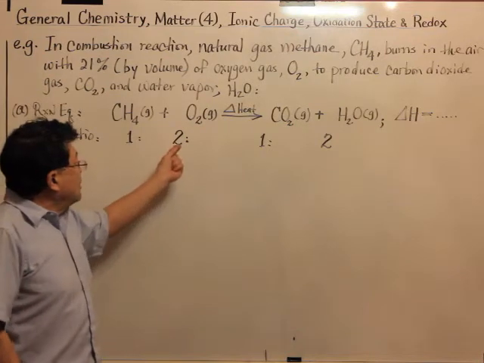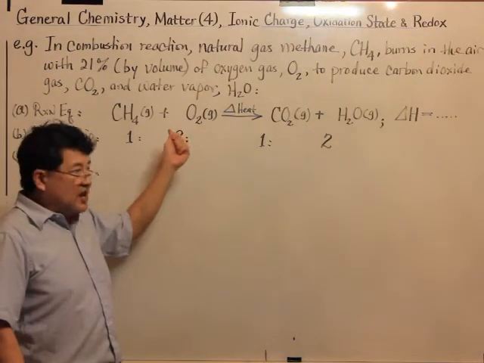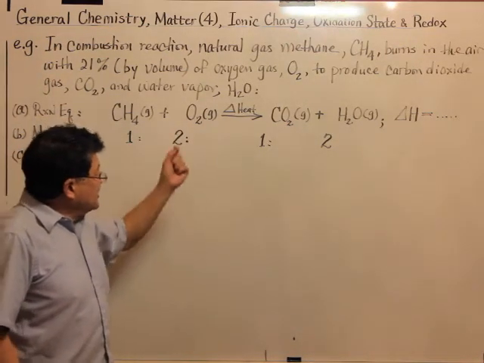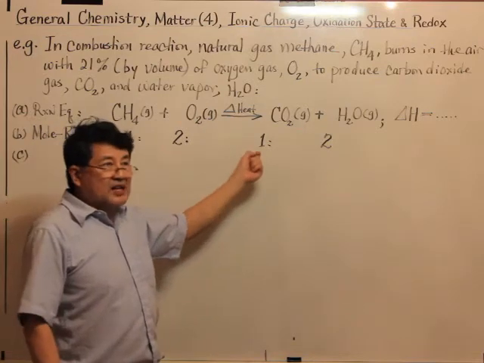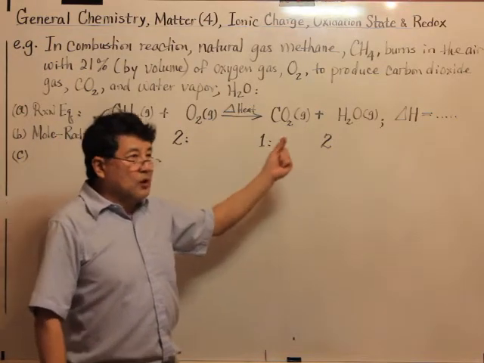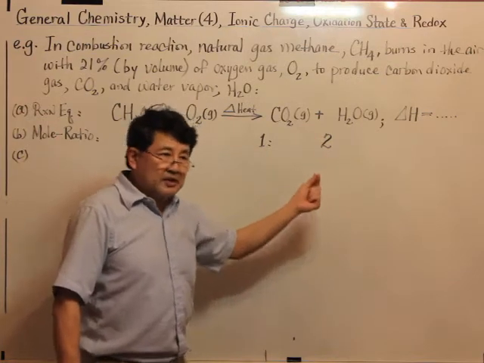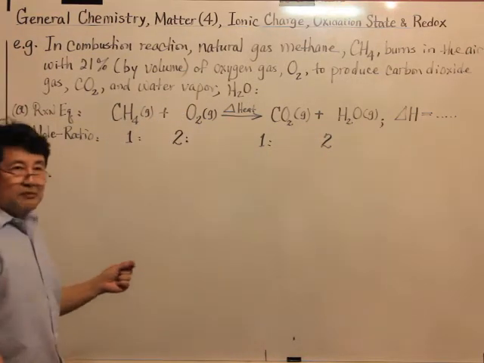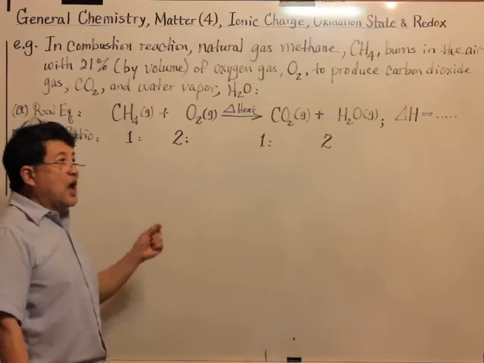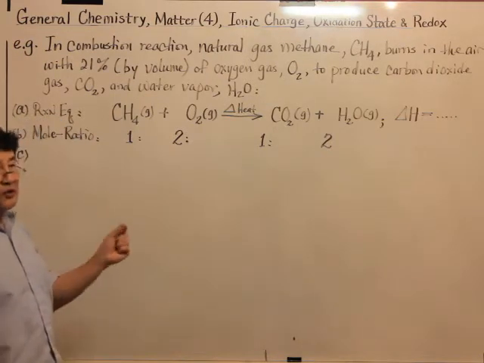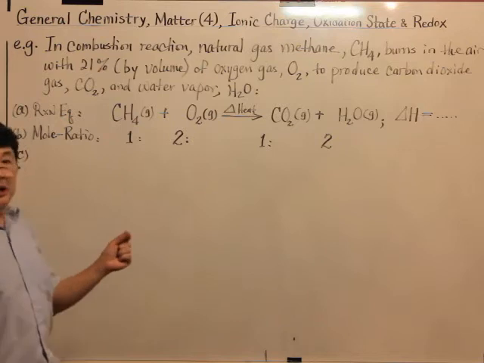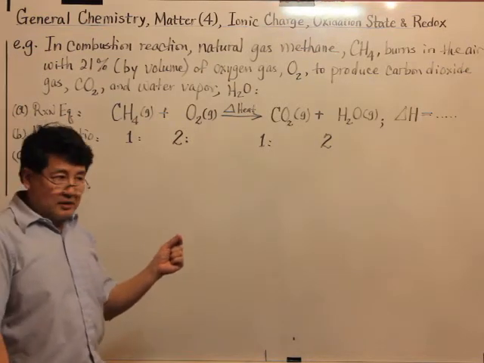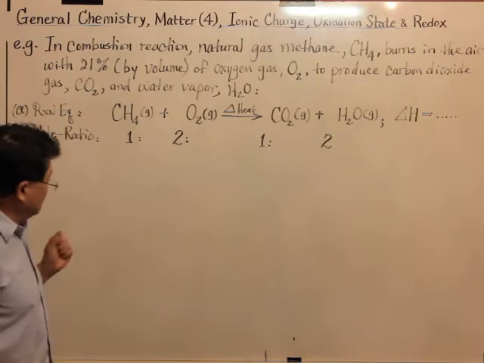react with 2 moles of oxygen gas in the air to produce exactly 1 mole of carbon dioxide gas and 2 moles of water vapor. That's exactly according to the coefficients of the balanced chemical reaction equation. I call it the mole ratio, or you can call it the proportionality of chemical reaction.